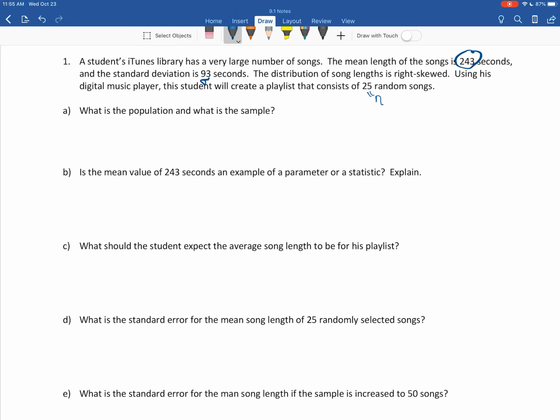If we label this number, we're actually answering part B. So part B says, is the mean value of 243 seconds an example of a parameter or a statistic? So what does this 243 seconds go with? The mean length of the songs. Well, it's all of the songs, right? The entire library. So this would be my mu value. That's the mean of all of them, not the mean of the sample. So if it's the mean of the population, that is a parameter.